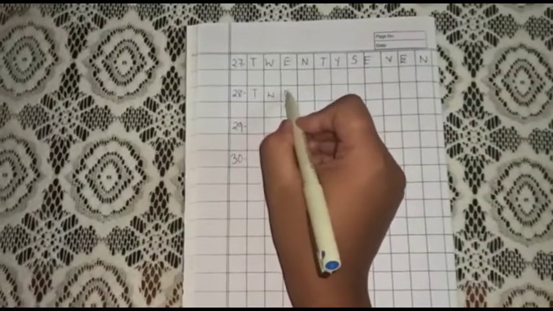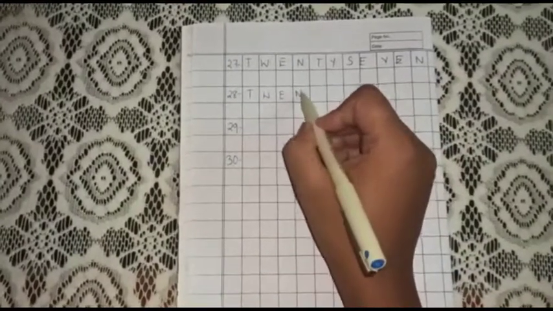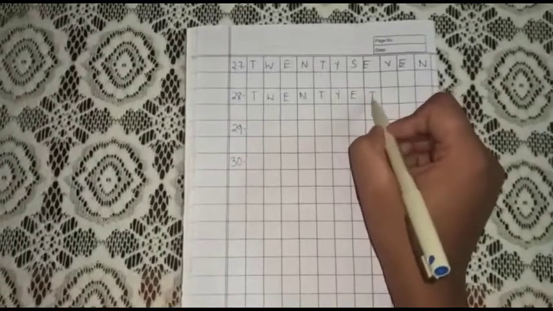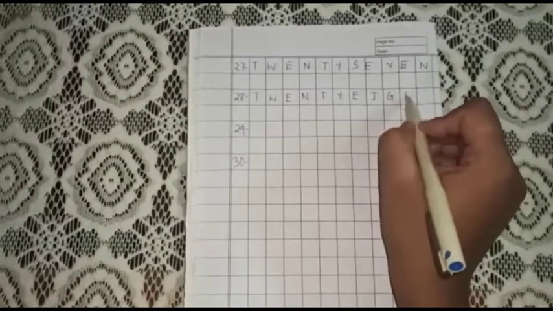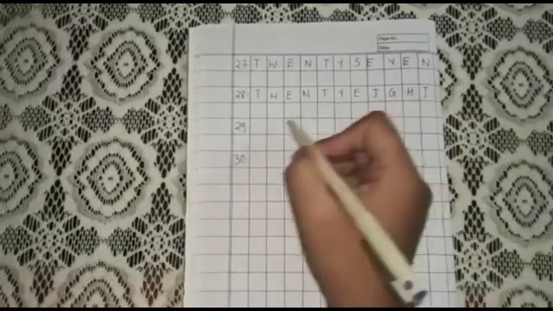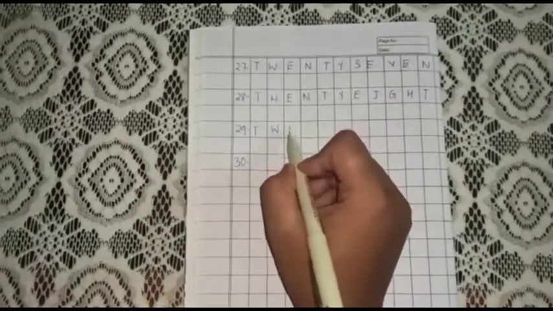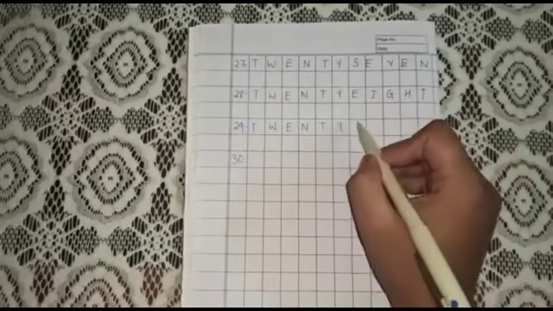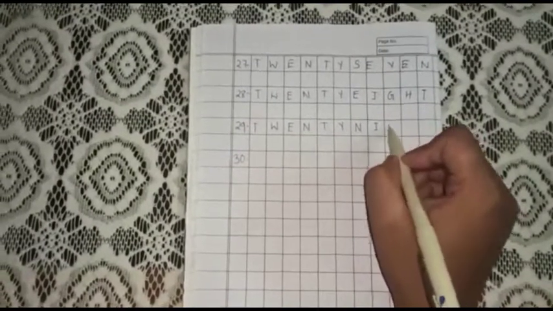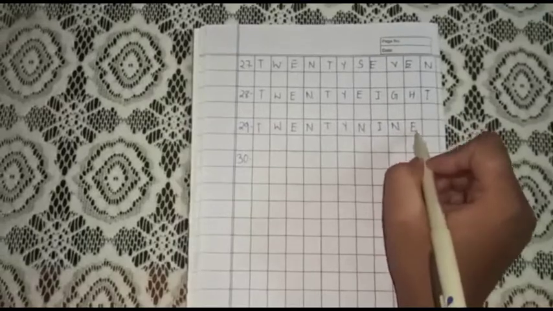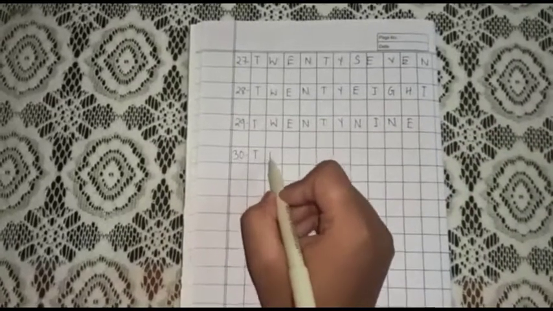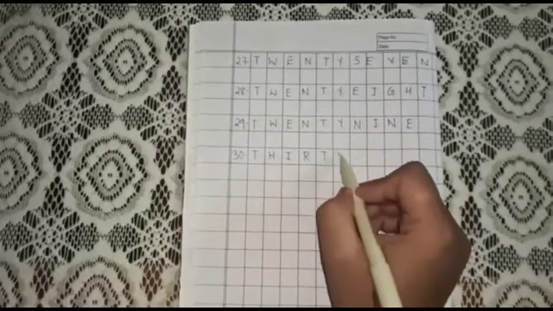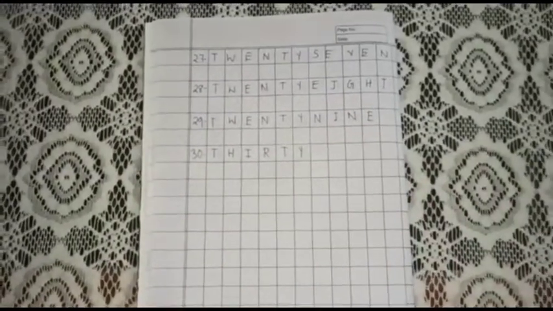28, T W E N T Y E I G H T. 29, T W E N T Y N I N E. And last one is 30, T H I R T Y.